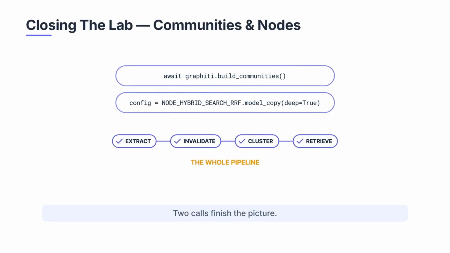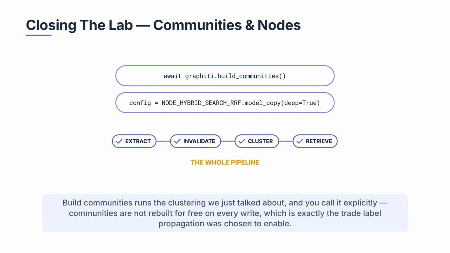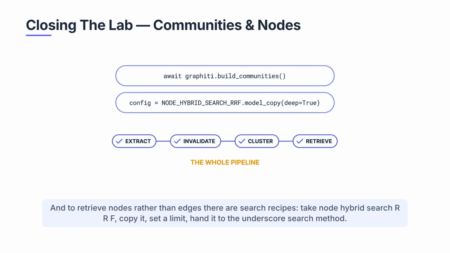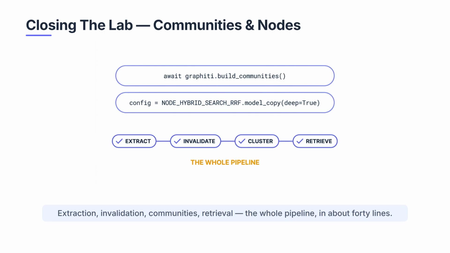2 calls finish the picture. Build communities runs the clustering we just talked about, and you call it explicitly. Communities are not rebuilt for free on every write, which is exactly the trade label propagation was chosen to enable. And to retrieve nodes rather than edges, there are search recipes. Take node hybrid search RRF, copy it, set a limit, hand it to the _search method. Extraction, invalidation, communities, retrieval. The whole pipeline in about 40 lines.